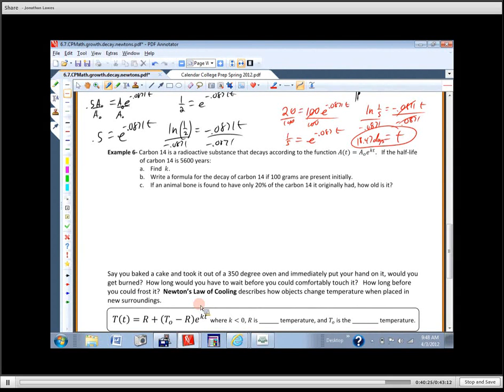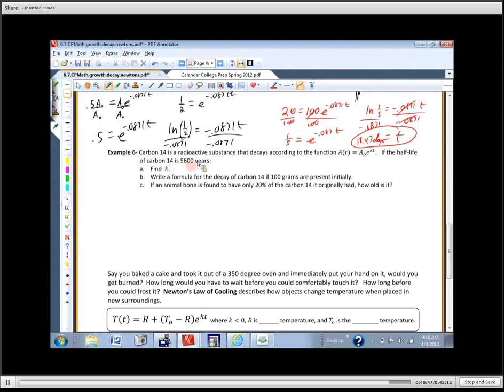So it says carbon-14 is a radioactive substance that decays according to this function right here, the law of exponential change. If the half-life of carbon-14 is 5,600 years, now this book uses 5,600 years, it's a little bit different than that, they just rounded it. Find k. So define the decay rate.